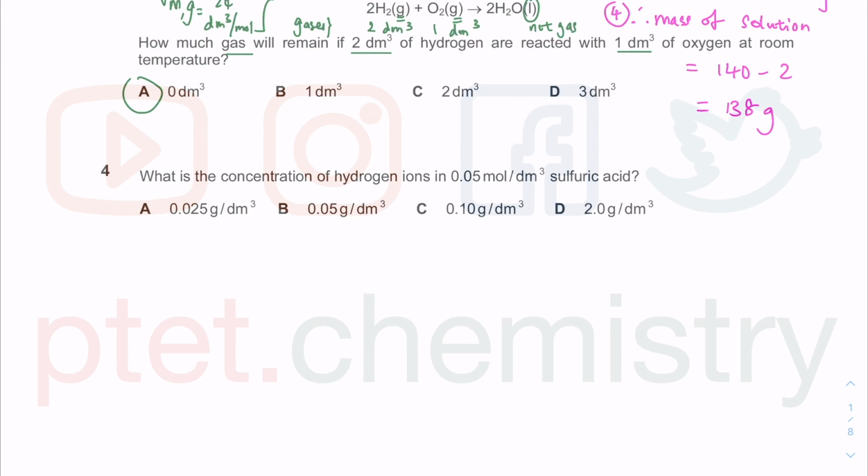Next question, this is also quite confusing. The formula of sulfuric acid is H2SO4. In 1 mole of sulfuric acid, there is 2 H+.